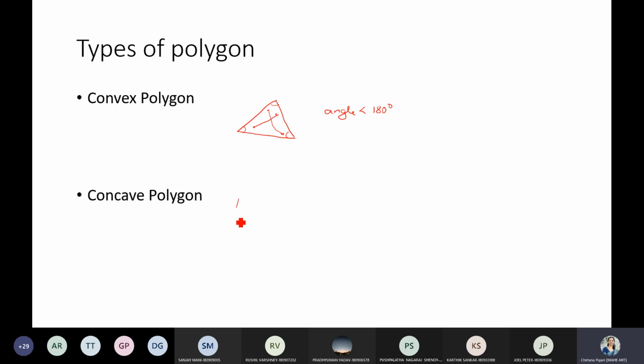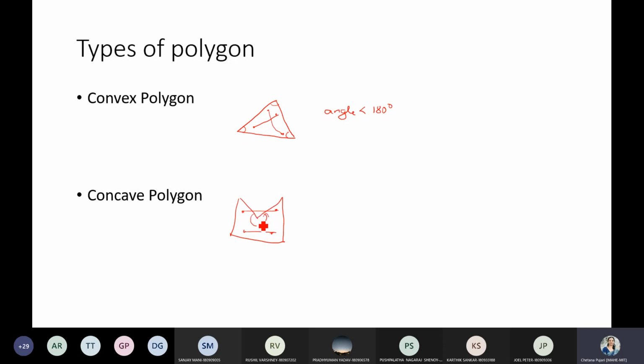So let's see. I'll take this one, right? So here, I have selected these 2 points. In this case, it is inside the polygon. But if I select points like this, in this case, you can see part of the line is outside your polygon. Hence, no matter how many lines are outside, if at least one line is outside your polygon, it is a concave polygon. And in this case, this is the angle between the edges.